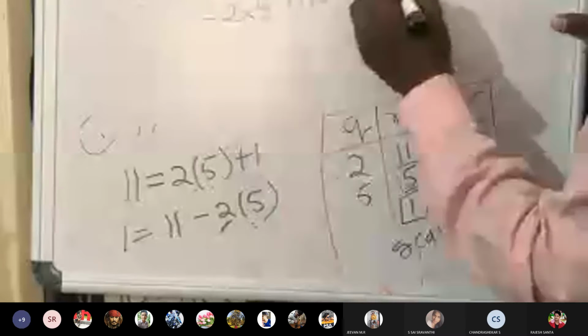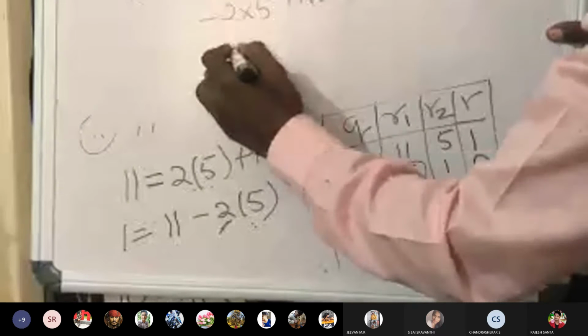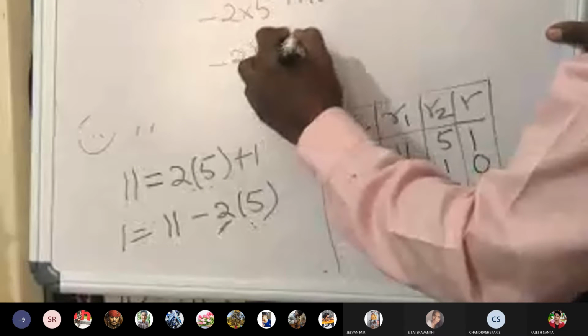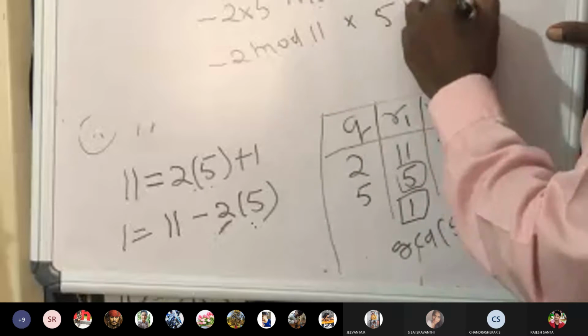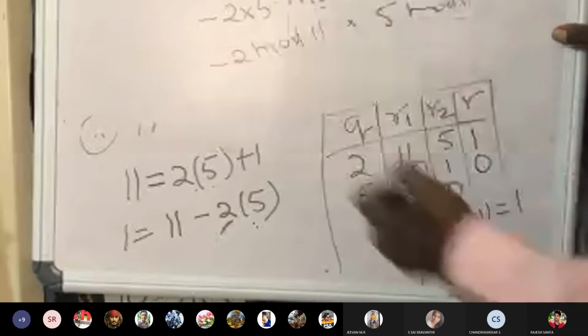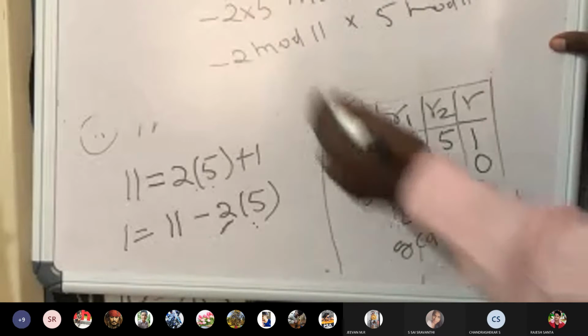Remember the third rule. When you have multiplicative, what do we do? This is equal to minus 2 mod 11 into 5 mod 11, and then finally we come to get the answer. Now, minus 2 mod 11.